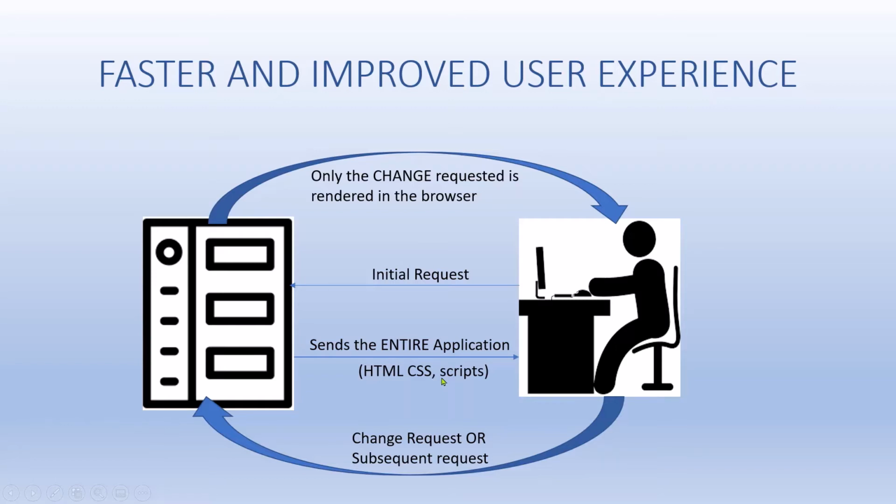Now, we know that with the initial request, the server sends back the entire application, right? This includes all the HTML, all the CSS, and the scripts required to run that application. We also know that with every interaction after the initial request that you as a user have with the application, a change request is generated in your client browser that goes to the server, but we know that the server responds by sending back only the change requested, which, as I said earlier, is data in JSON format.